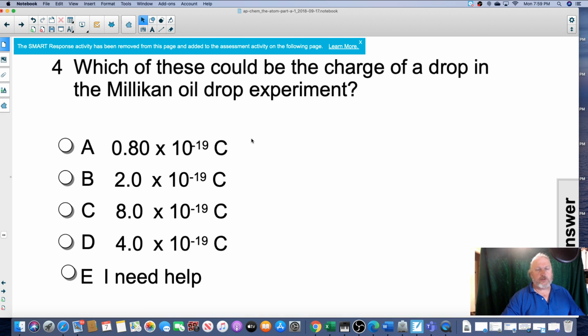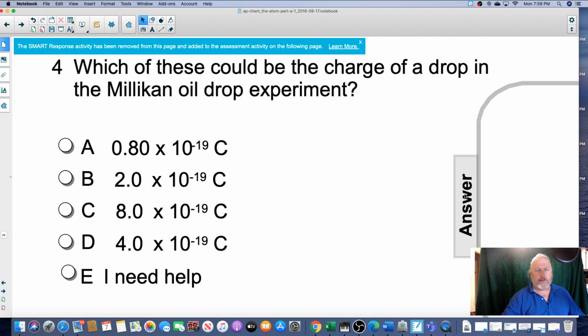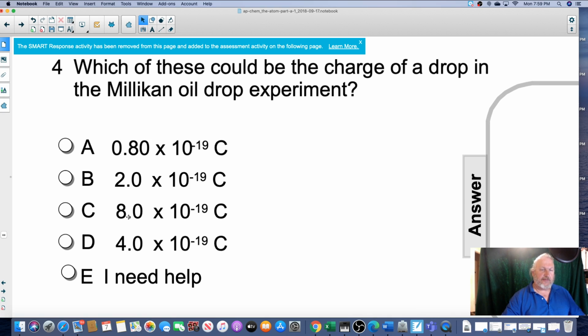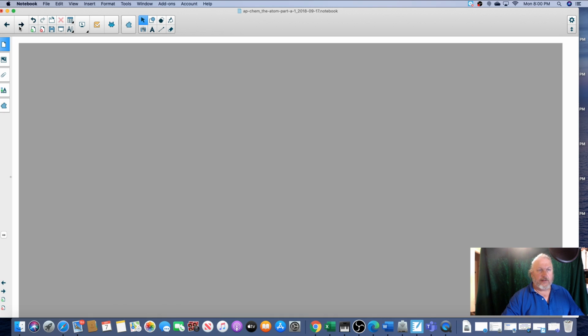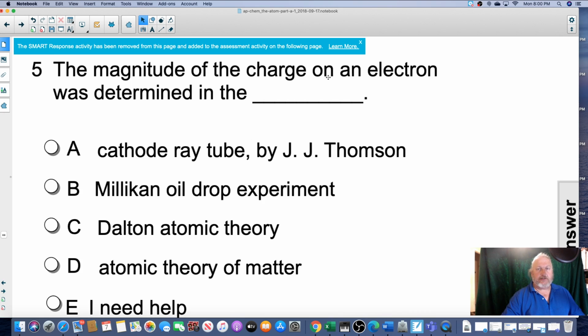So, which of these could be a charge of a drop in the Millikan oil drop experiment? Well, let's see. It would have to be C, because if you take 1.6 and divide that into 8, you come to a whole number factor, times 10 to the minus 19th. So the magnitude of the charge on an electron was determined in the Millikan oil drop experiment. So that was pretty huge.